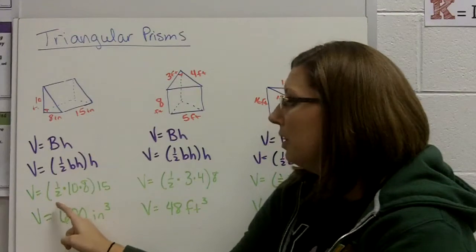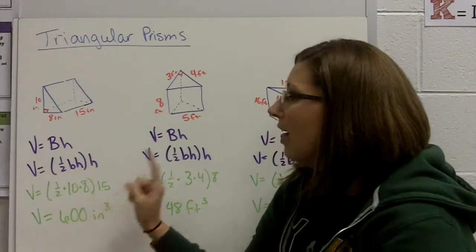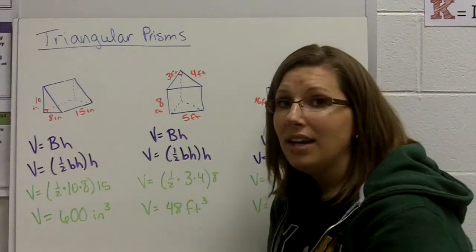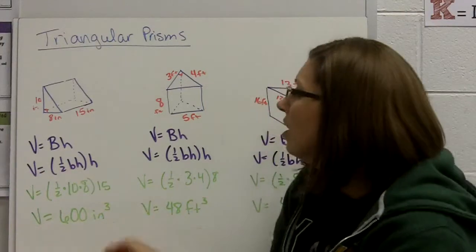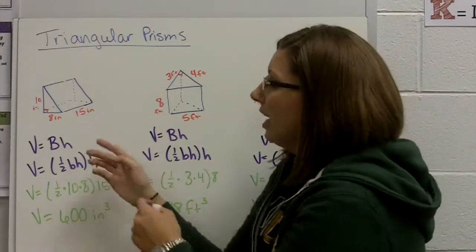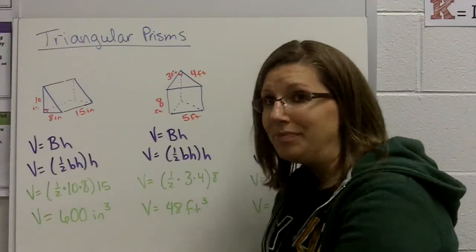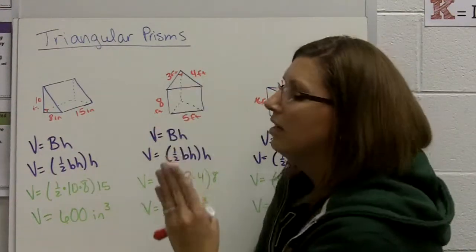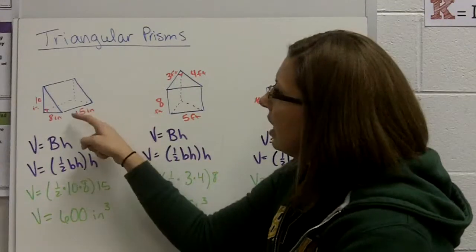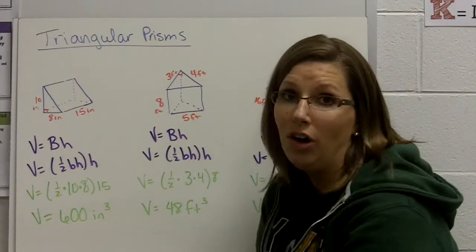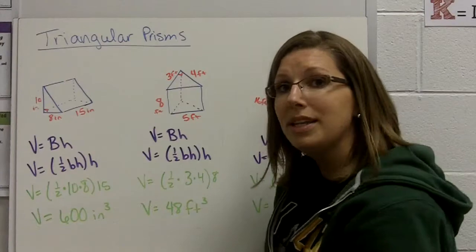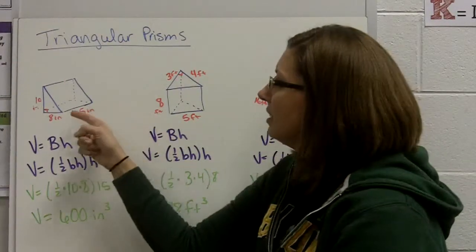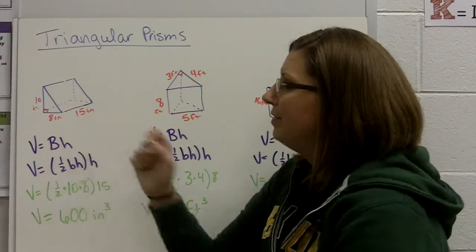Okay, so once we figure out that's my base and my height of my triangle, I can put it in my formula, half times base times height. Then I have to have the height of the prism itself. So the height of this prism, even though this prism is laying down, it's not sitting on its base. If I moved it so it was sitting on its base, it would be 15 inches tall. That's the height. But in this case, it's laying down, so it's this long line here, 15.